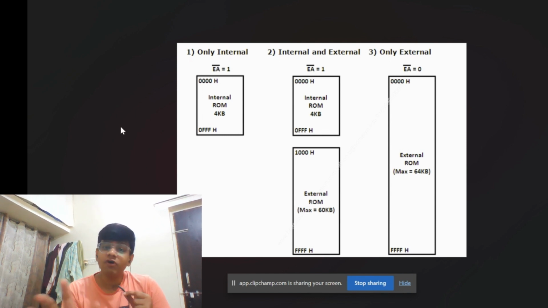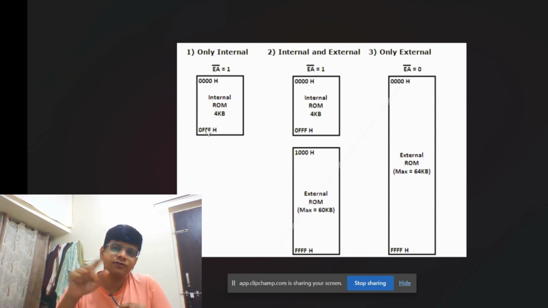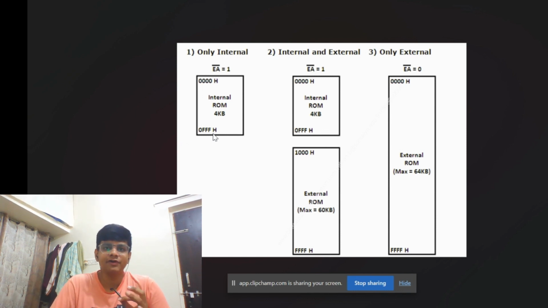The internal ROM is of 4 KB. 4 KB starting from which address? 000 to FFFH. Why does only this FFF come? Because for 4 KB, you will have 2 raised to power 12 locations, and 2 raised to power 12 can be represented by 0FFF. You might learn that in the second semester also. I cannot explain all of these things in each and every video.